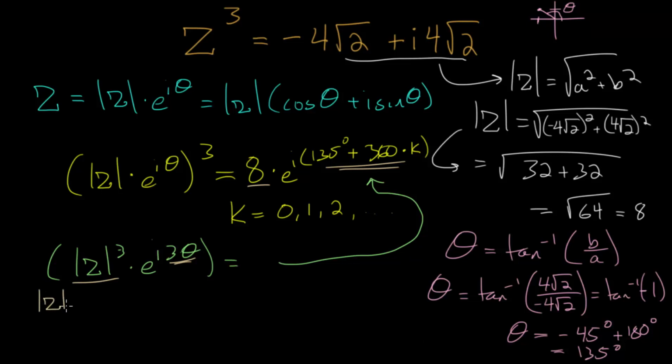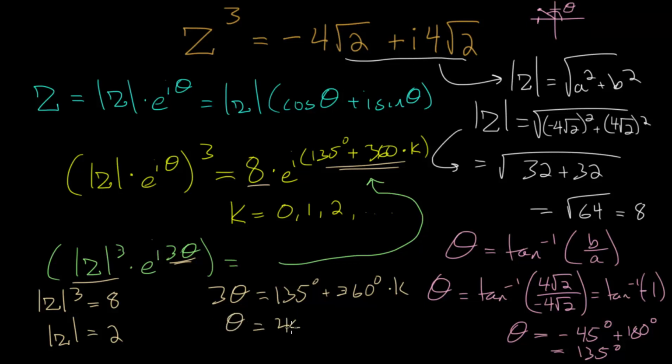We can say that the magnitude of z to the third power is equal to 8, and we can take a cube root of each side, or raise each side to the 1/3 power, to find that the magnitude of our solutions has to be 2. And likewise for the angles, we say that this angle here of 3 theta has to equal this angle here for this complex number, 135 degrees plus 360 degrees multiplied by k. And we can divide everything by 3, so that theta is 45 degrees plus 120 degrees multiplied by k.